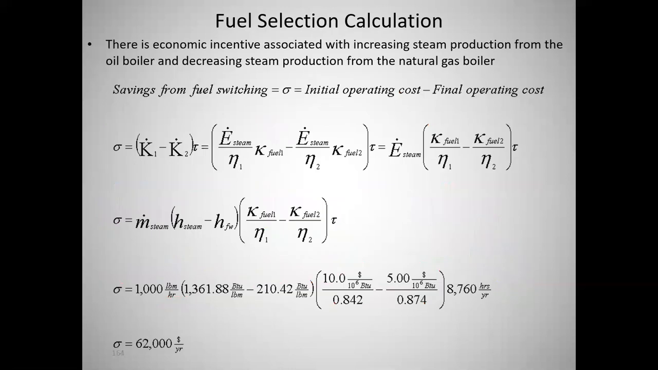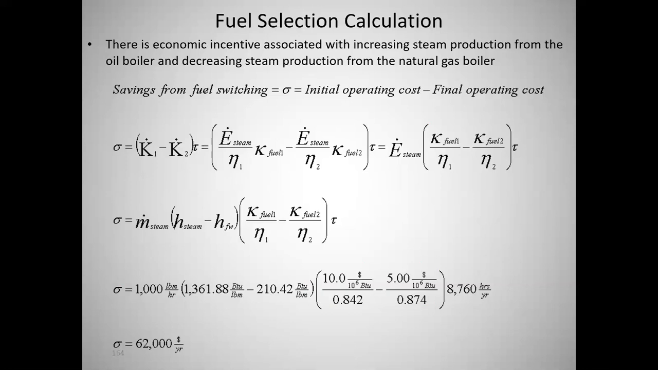Okay, fuel selection calculation. There's economic incentive associated with increasing steam production from the oil boiler, which we're going to look at first, and decreasing steam production from the natural gas boiler. So here's a way that we can calculate these savings. In this nomenclature, capital K is a rate of cost, dollars per year, dollars per hour, whatever. So you have 1 minus 2, which would be the natural gas minus the fuel oil, and tau is time in hours.